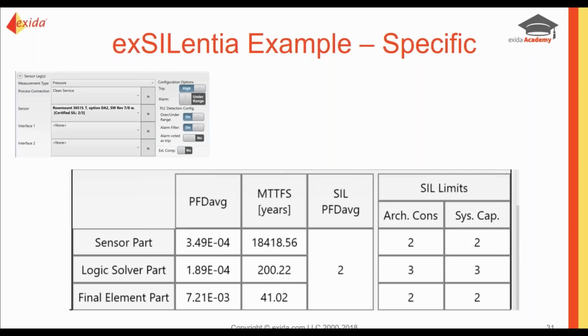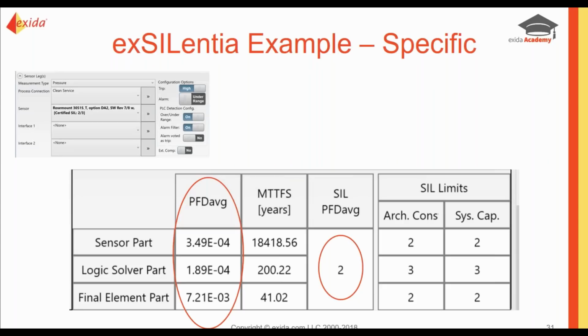When we put together our SIFs, I took into consideration pretty normal conditions, nothing crazy with proof tests or mission time, just some typical constraints, and I came up with some typical results as well. Our PFD average for our sensors is 3.49 times 10 to the negative 4. Logic solver, 1.89 times 10 to the negative 4. And our final element is 7.2 times 10 to the negative 3. Our final element's taking a little bit more of our PFD average, which is expected. If you put our SIF together, we are achieving a SIL 2 SIF.